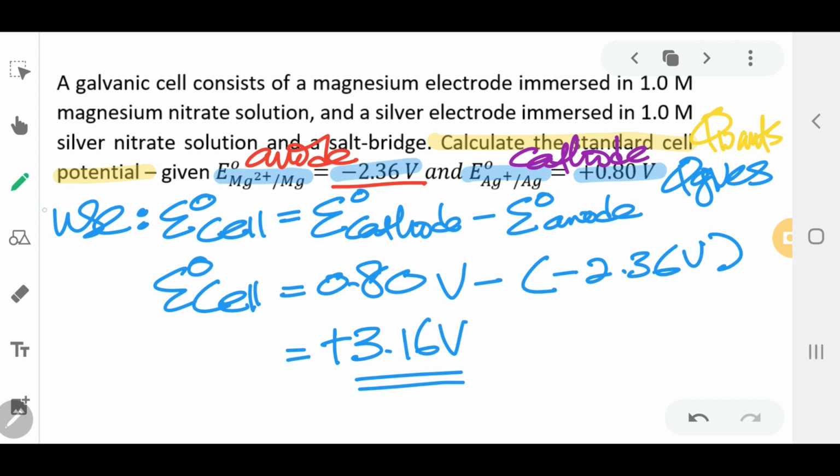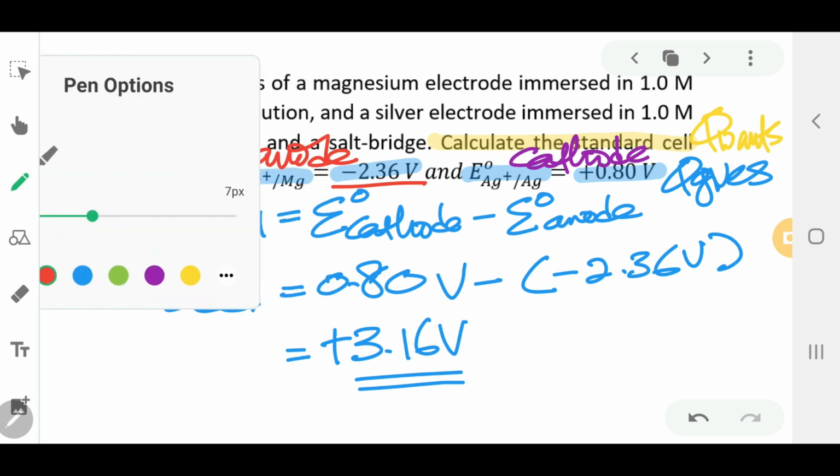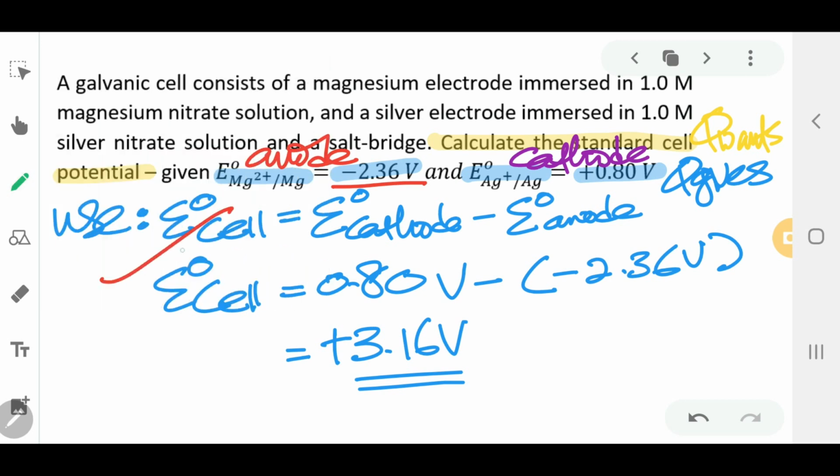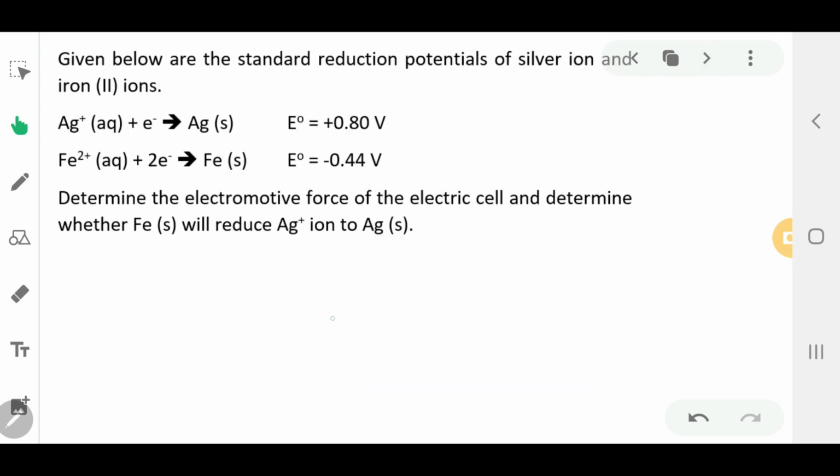That is the final answer. You'll get 1 mark for the equation, for the formula, and 1 mark for the final answer. Don't forget to put the positive sign to show that this reaction over here is spontaneous. Okay, so you have a spontaneous reaction. Let's have a look at the second question for this type of problem solving.